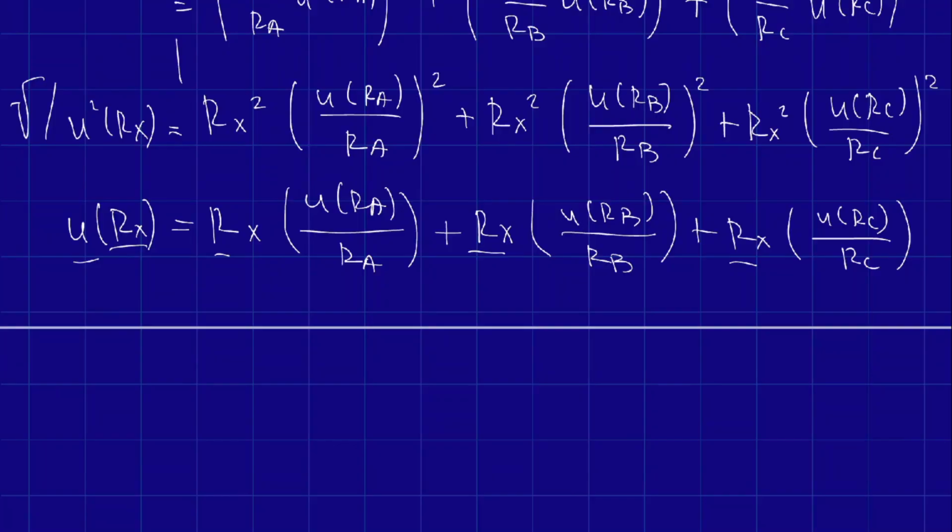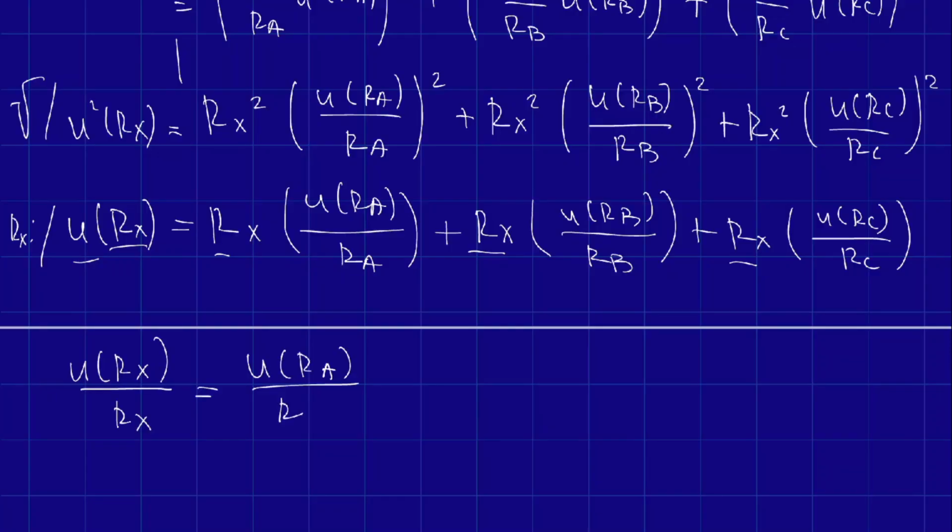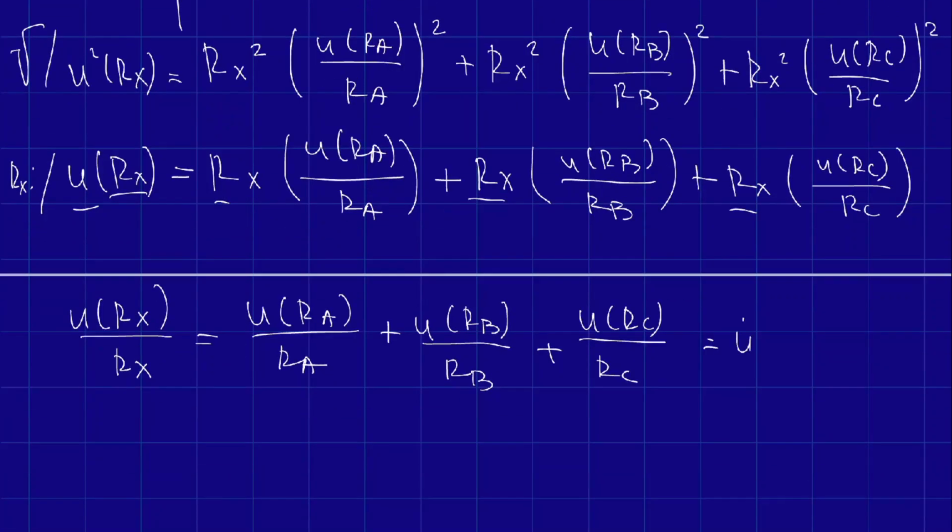So since we divide everything by Rx, we get U Rx divided by Rx equals U Ra divided by Ra plus U Rb divided by Rb plus U Rc divided by Rc. So we successfully managed to get the relative uncertainty of Rx, which is what's usually required.